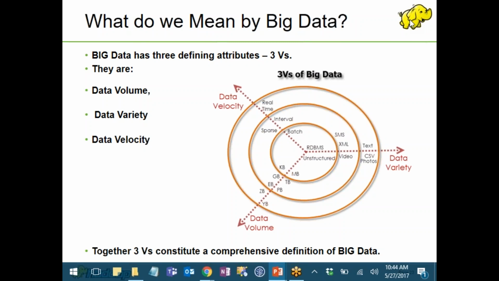Volume is the amount of data that we process, and variety is the different types of data like structured, unstructured, and semi-structured. And velocity is the time, the speed with which we process that data. So these are the three V's.